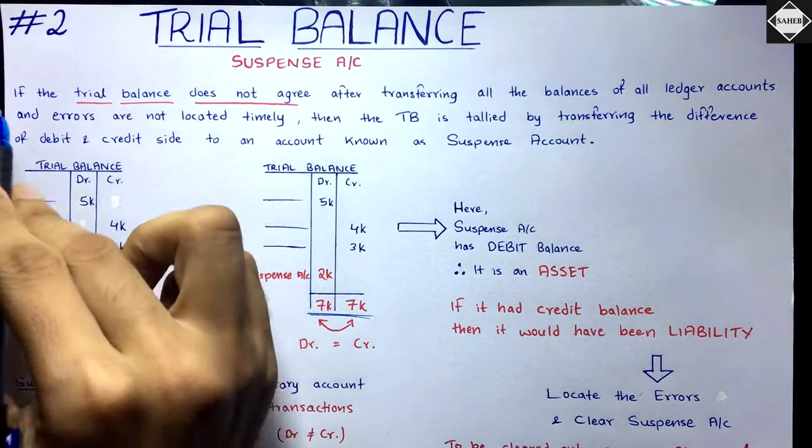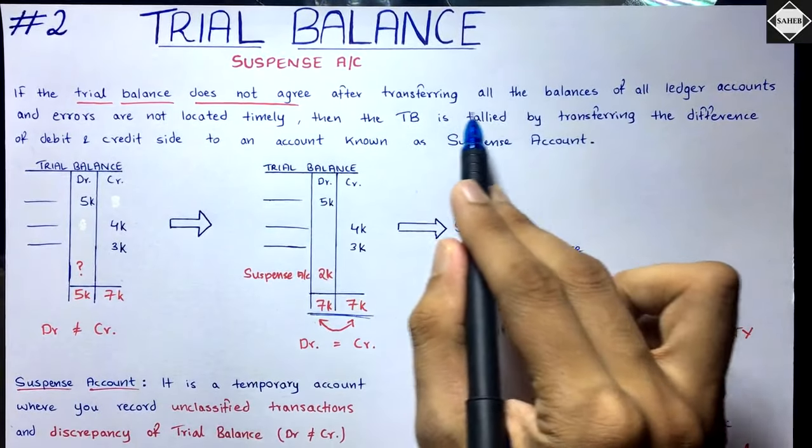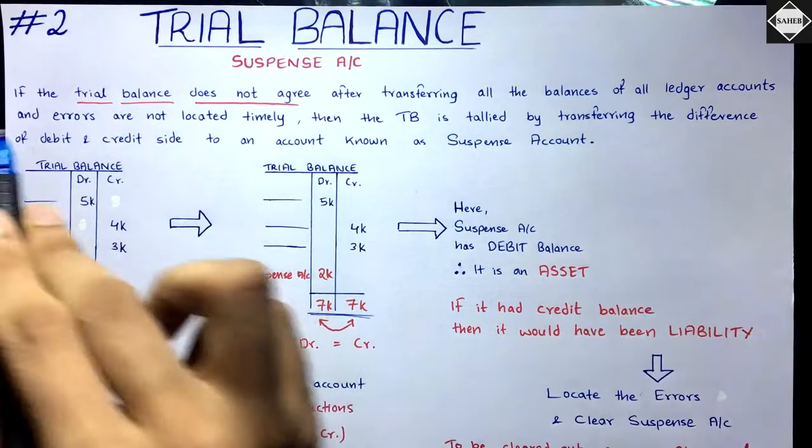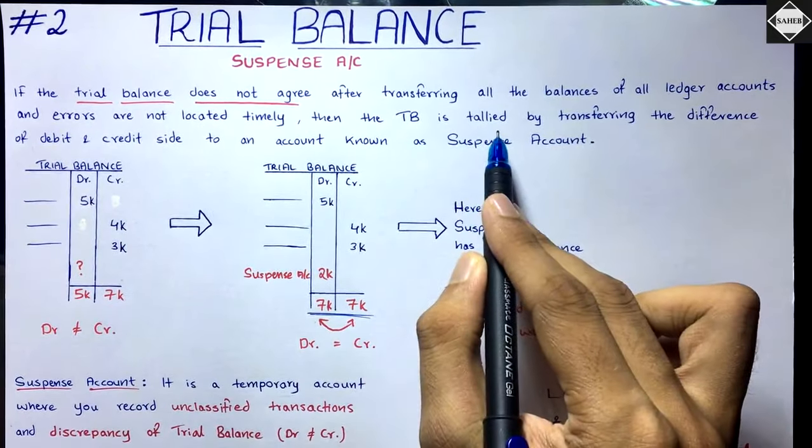Read this. If the trial balance does not agree, if the debit side is not equal to credit side, after transferring all the balances of all ledger accounts, and errors are not located timely, then the trial balance is tallied, it is made equal.